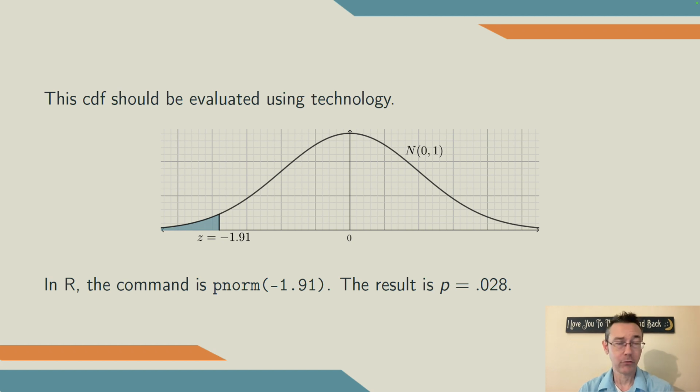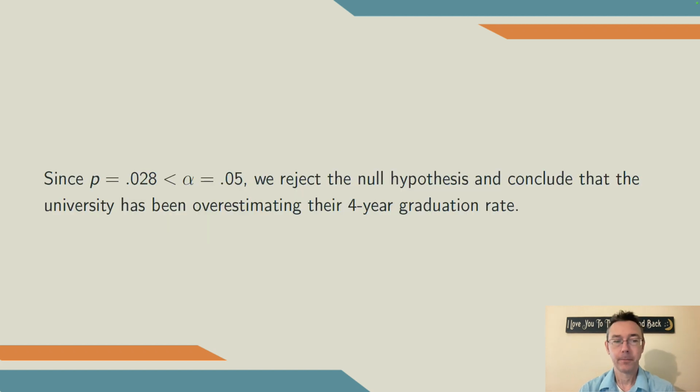Tables exist, but I strongly recommend against those. I use R, and the command is pnorm. So we're doing pnorm of negative 1.91. The resulting p-value is 0.028. So that's less than our significance level alpha, so we're able to reject the null hypothesis and conclude that the university has been overestimating their 4-year graduation rate.